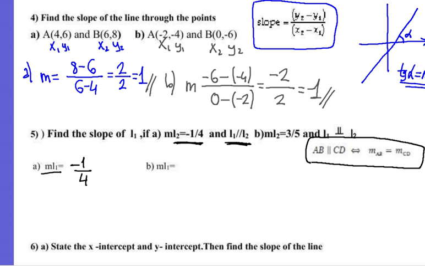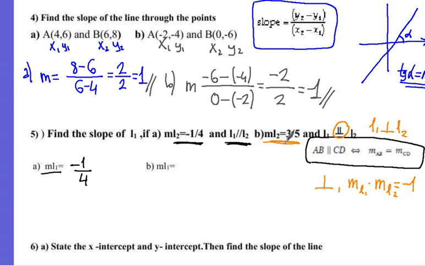What about B? B1, we have slope of second line is 3 over 5, and here it is given that these two lines are perpendicular to each other. So it is written L1 perpendicular to L2. What does it mean if two lines are perpendicular? Their slopes mL1, mL2, the product of their slopes gives minus 1.